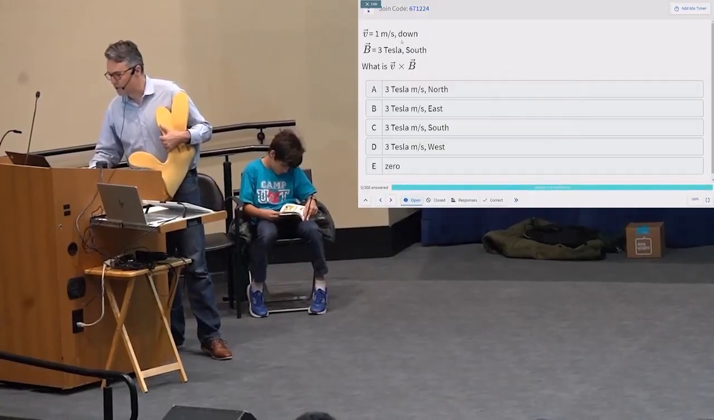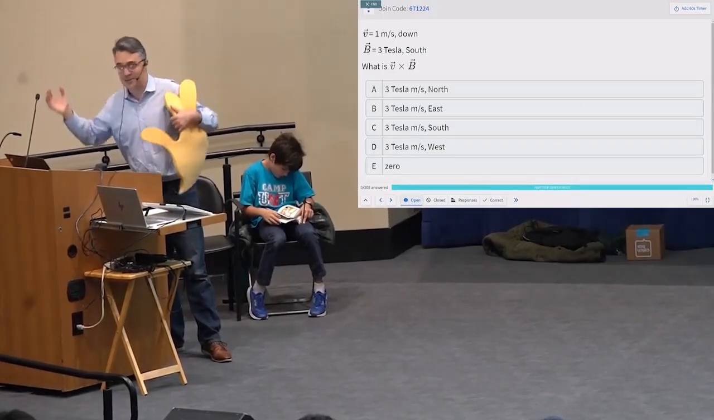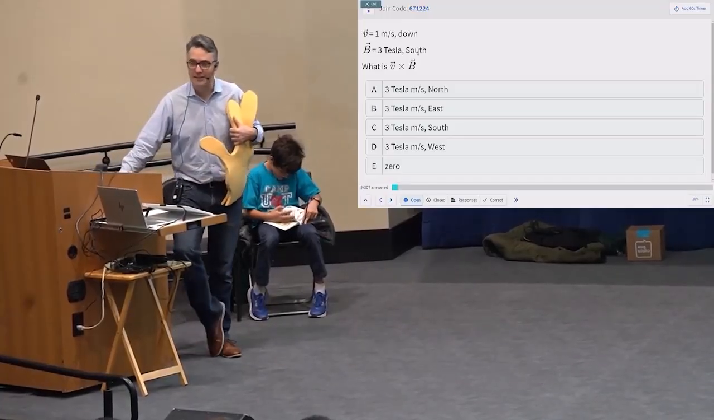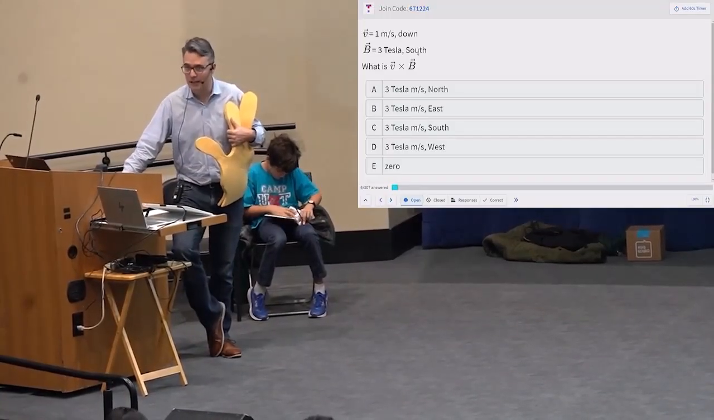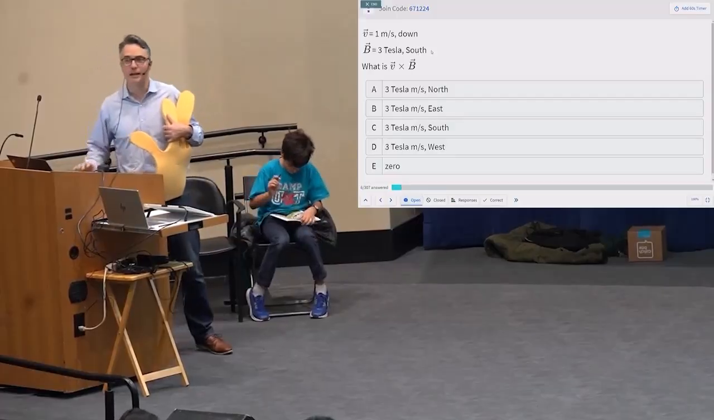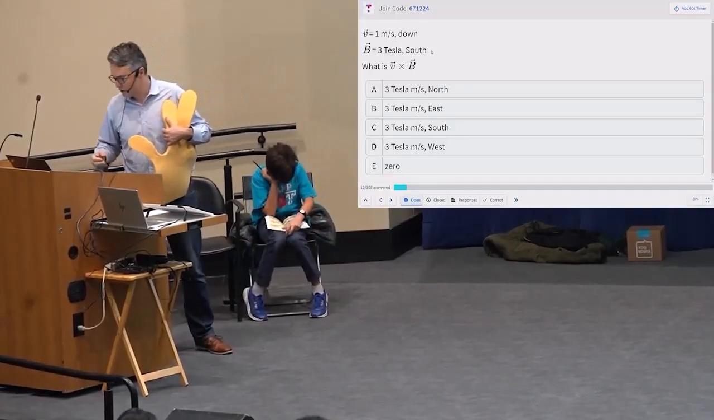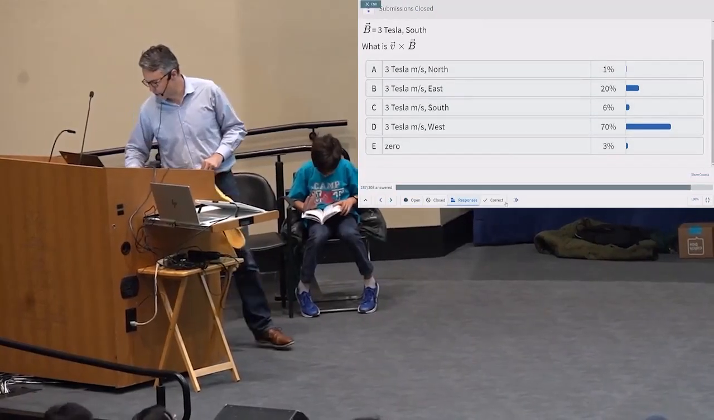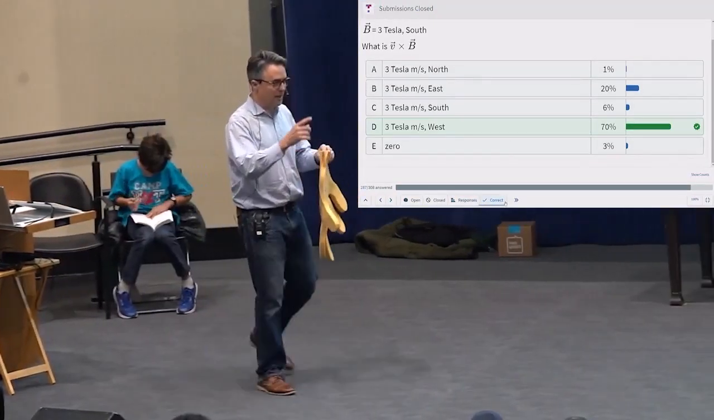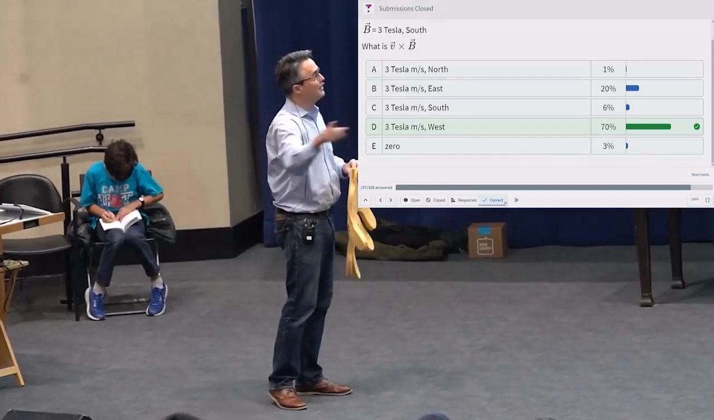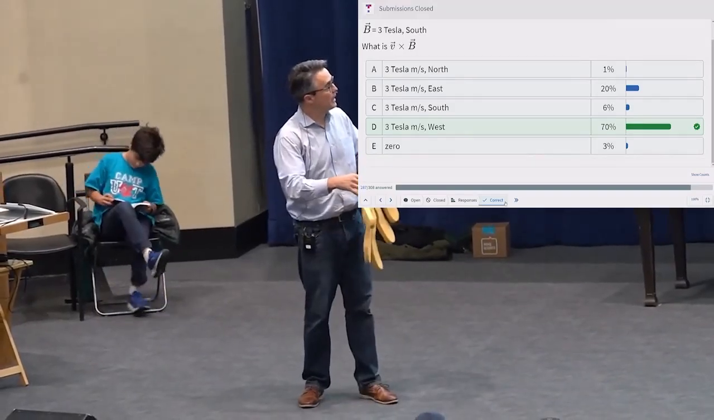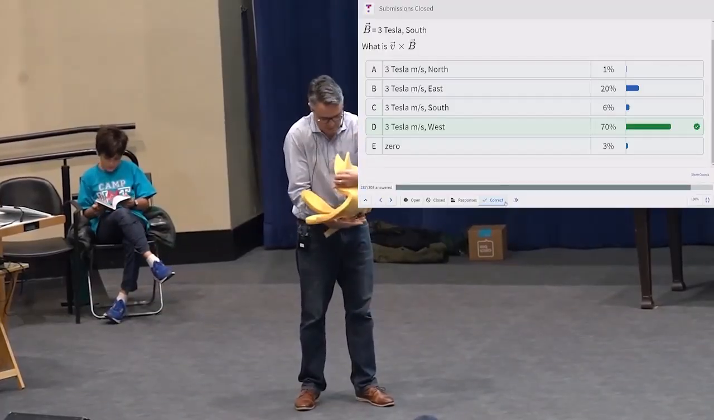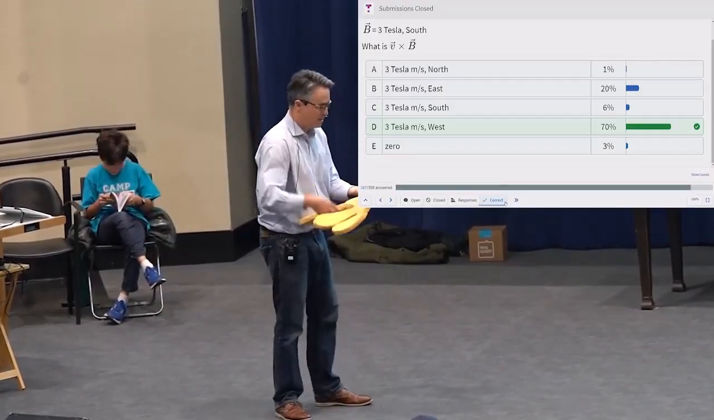V is 1 meter per second down. B, which is the magnetic field actually, is 3 Tesla south. So I don't know if you know about Tesla. Tesla is a unit. It's the SI unit of magnetic field. And magnetic field is a vector. So it's down. So what's V cross B? A lot of people were saying that's west. I like that. So again, north is that way. South is that way. V was down. And then you bend it south. So now my thumb is pointing west.